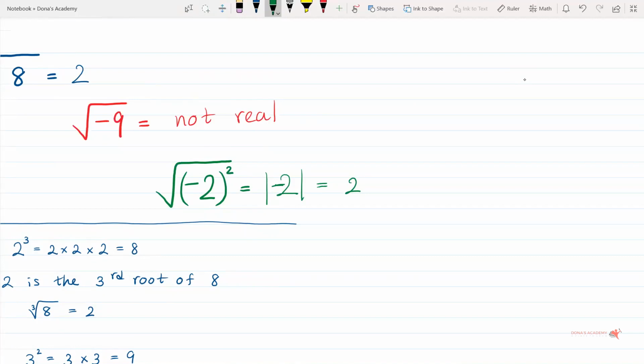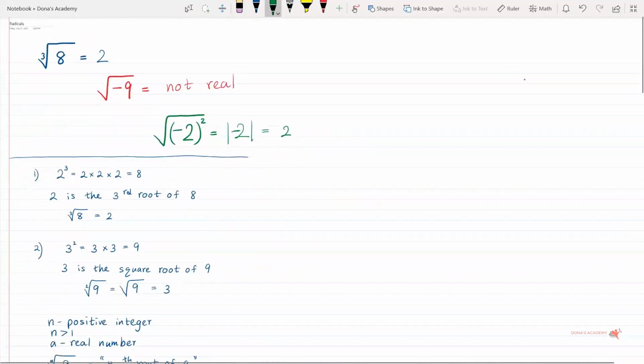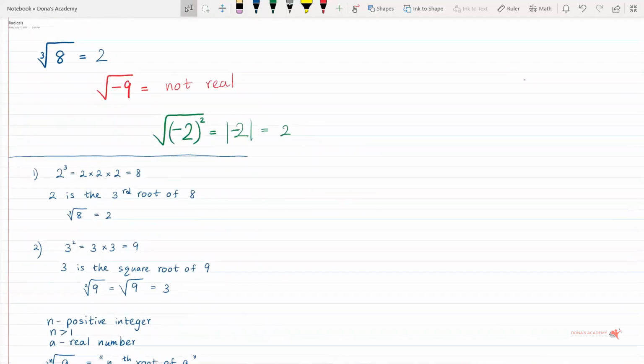Okay, so we now can find radicals. We know the definitions, we know the cases, negative radicands, even indexes, odd indexes, we know all the cases, so we can find values of these numbers.